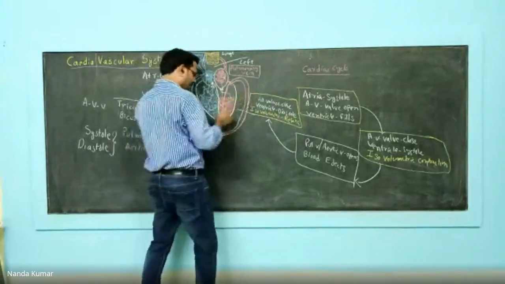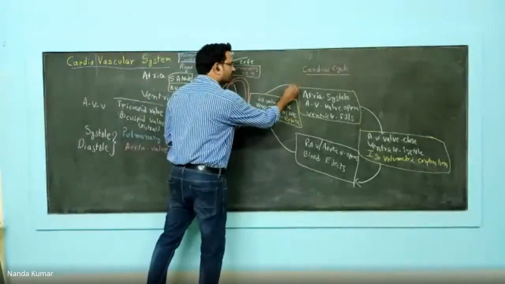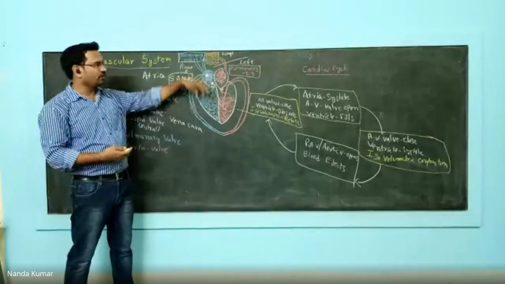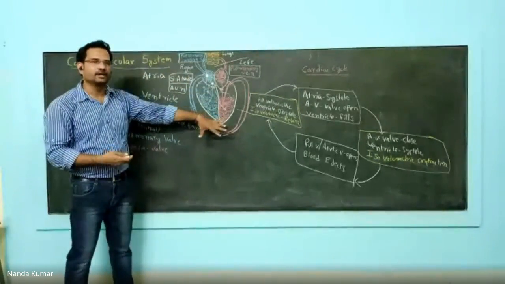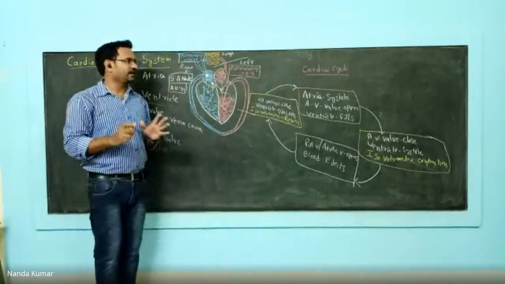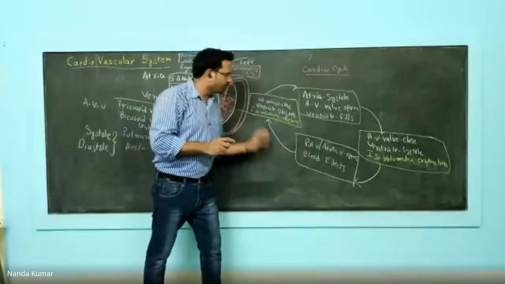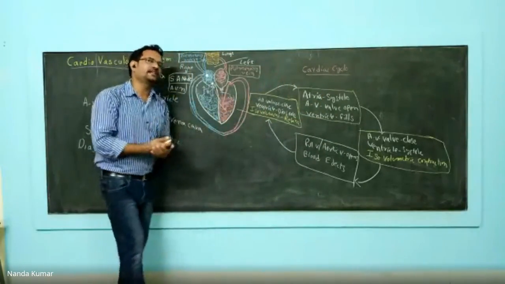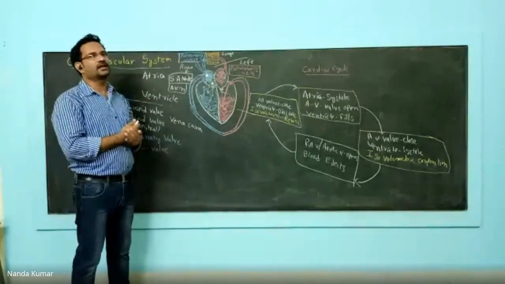Now after this, again, atria undergoes systole, the atrioventricular valve opens, and then blood comes down. This is known as the cardiac cycle. Let me explain it again. See, it continuously moves in a cyclic fashion, hence it is known as the cardiac cycle. Briefly, what it explains is how the blood circulation occurs in the heart.